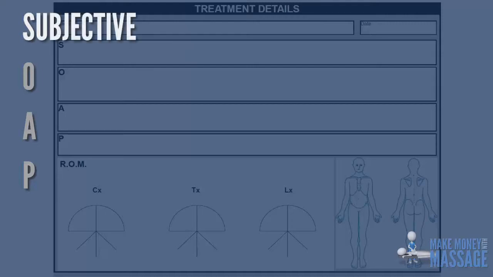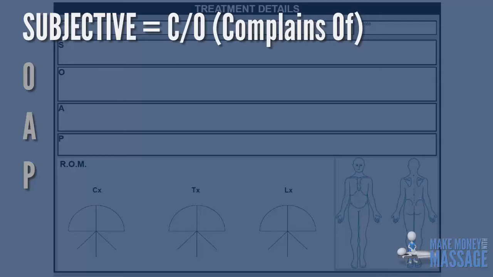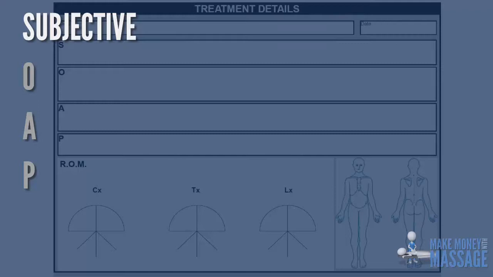So the S in SOAP stands for subjective, and this is equivalent to complains of in other note-taking techniques. This is what the client perceives their problem to be. If it's their first visit, this is probably the reason why they come to see you. It could be they've got a sore shoulder, they've got a headache, they've got a sore back. But it's basically how the client is feeling, what they believe their problem is in their own words.